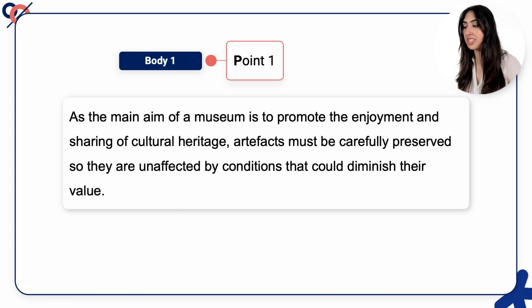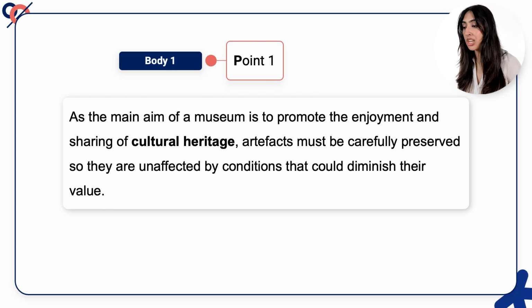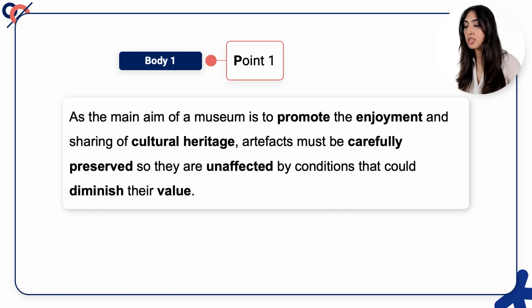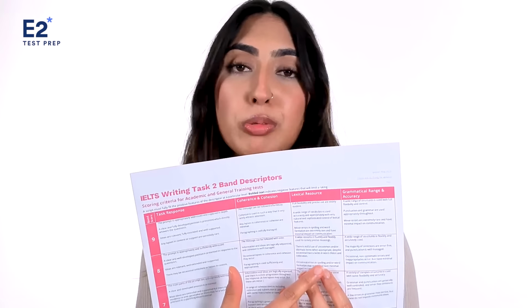Another strong feature of this sentence are the vocabulary and collocations used. Cultural heritage is a great collocation. Recall that a collocation is when two or more words that usually go together in the English language make a phrase. Do you notice any other strong vocabulary words? Yes, promote, enjoyment, carefully, preserved, unaffected, conditions, diminish, value are all great vocabulary words. Using collocations like these and strong vocabulary can help you to get a high score in lexical resource.